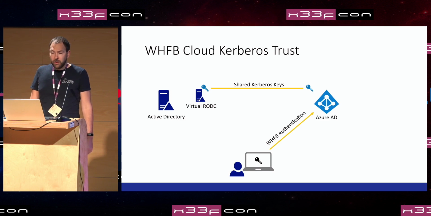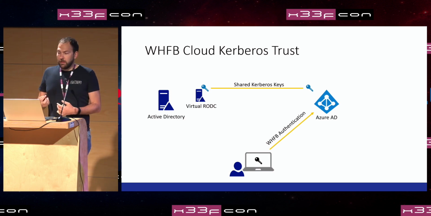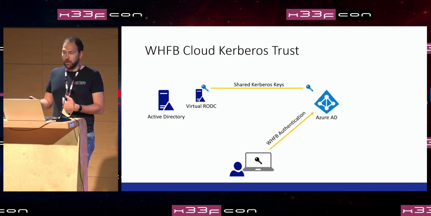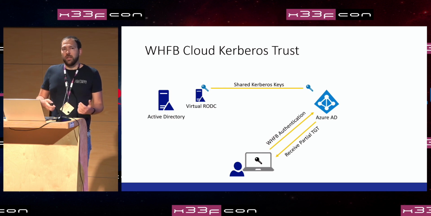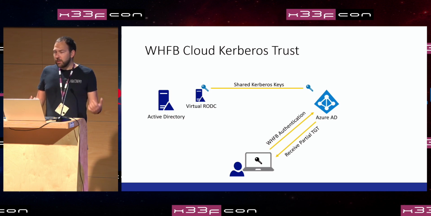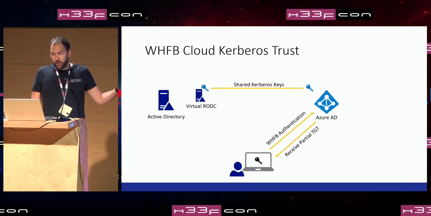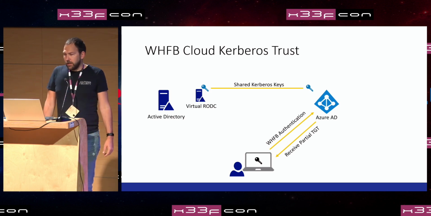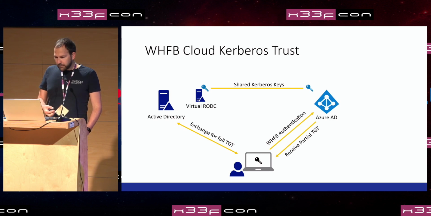Now when a user authenticates with Windows Hello for Business to Azure AD, Azure AD can provide some Kerberos tickets, which is called a partial TGT. So Azure AD can send a TGT for the user, but obviously Azure AD doesn't know all the information about it, so it sends a partial TGT that's signed with the Kerberos key of the virtual read-only domain controller. And then the user can talk to Active Directory and exchange this for a full ticket granting ticket.